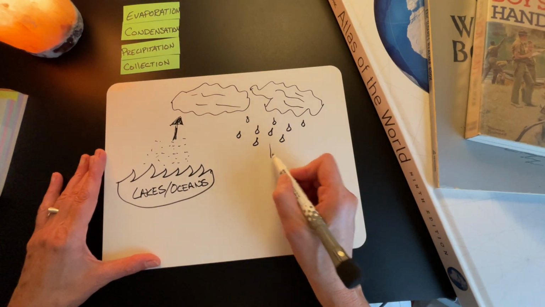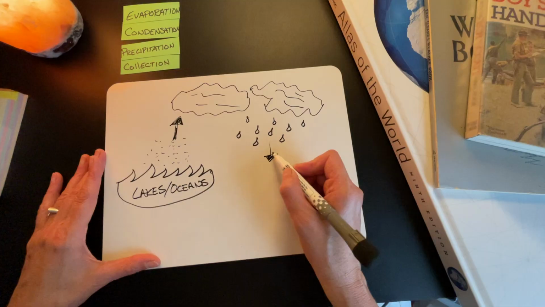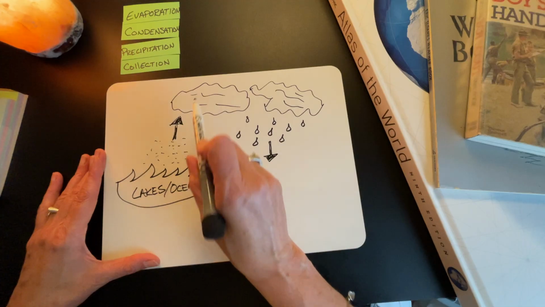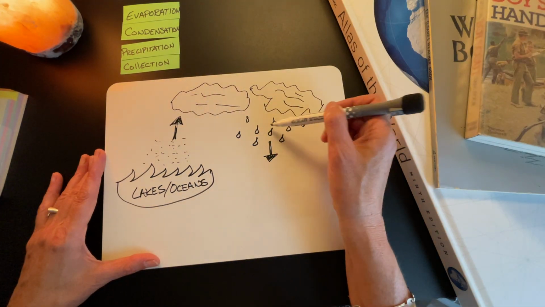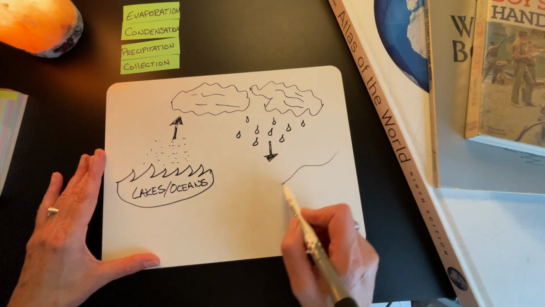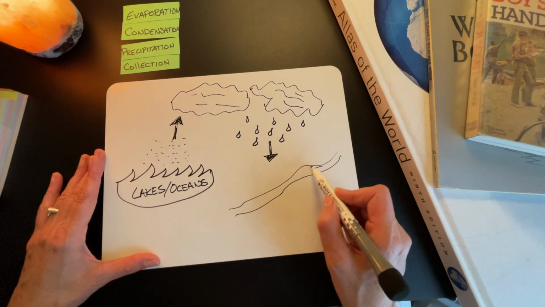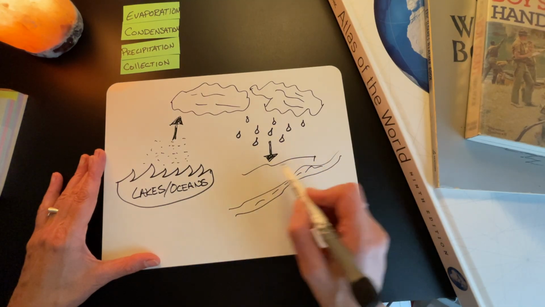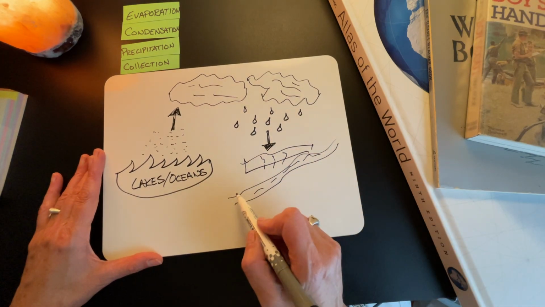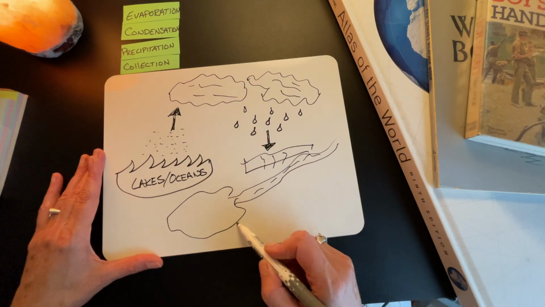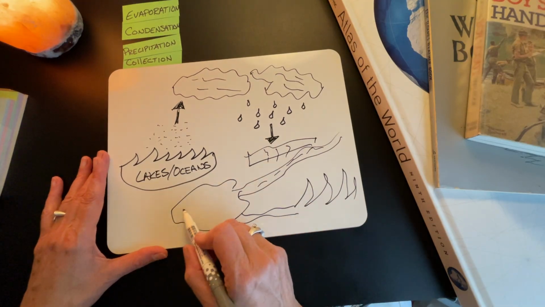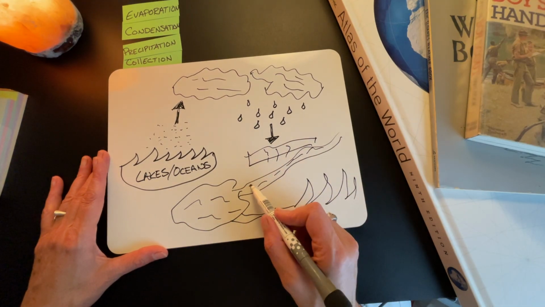Here come the raindrops down. So this is the evaporation, condensation. The raindrops are the precipitation. And then the rain collects into rivers, into the rock, and it seeps through into the water table, and then into lakes and into the ocean. That all looks right.